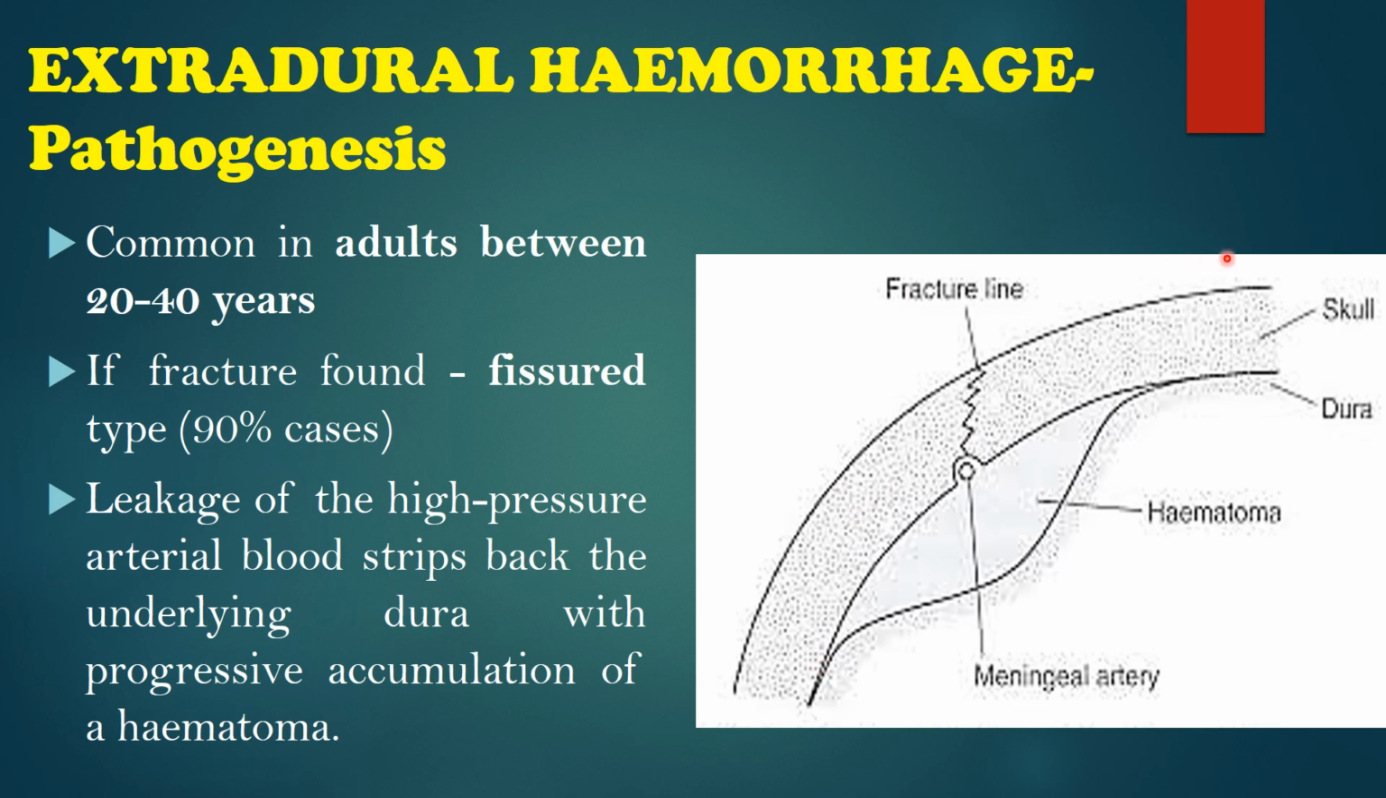If you see this skull, if there's a fracture line like this, it can tear a meningeal artery, which can cause an expanding hematoma that will strip the dura mater from the inner surface of the skull, thus producing an extradural hematoma. It is common in the age of 20 to 40 years. In 90% of cases, it's a fissure fracture. It is usually associated with a fracture in the skull, and it is not seen without any history of head injury.